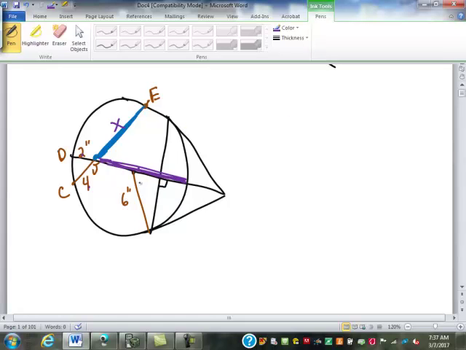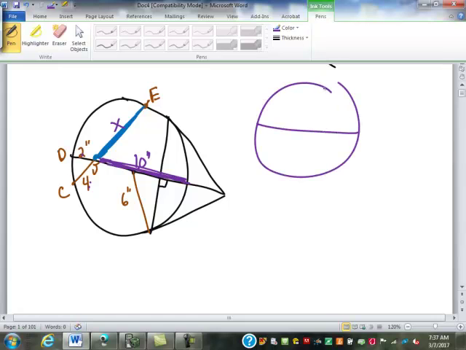Yep. Yes. How much is it? 4. Careful. All the way across, I gotta go. So you got double the 6. You get a diameter of 12. 2 minus 2 from the 12 is 10. So then 2 times 10 equals 4 times x. Does that make sense?